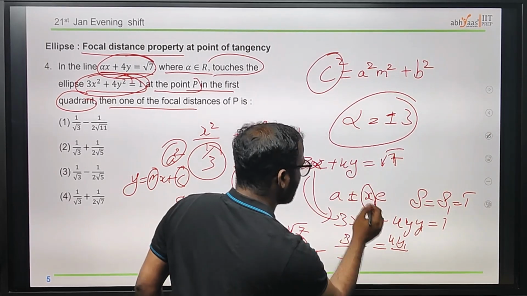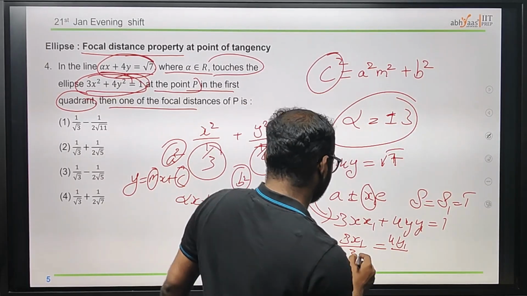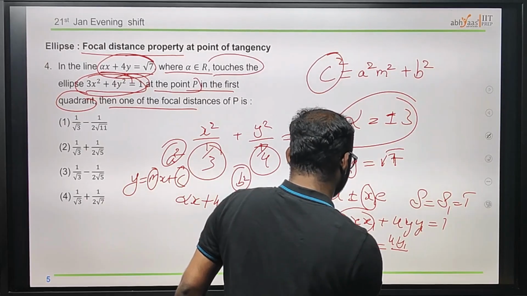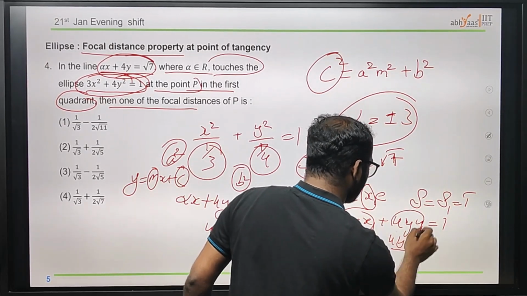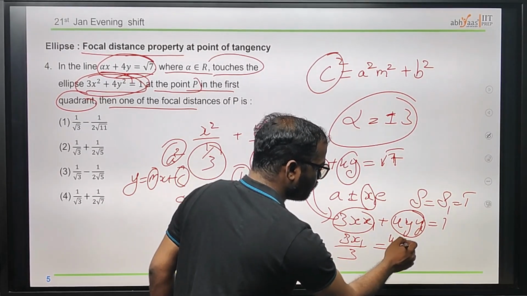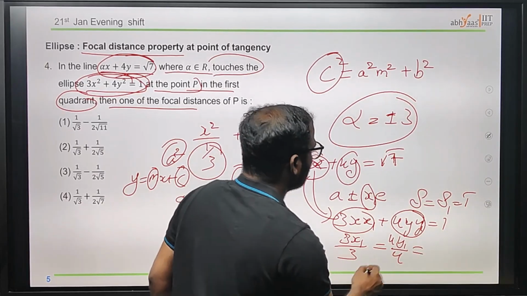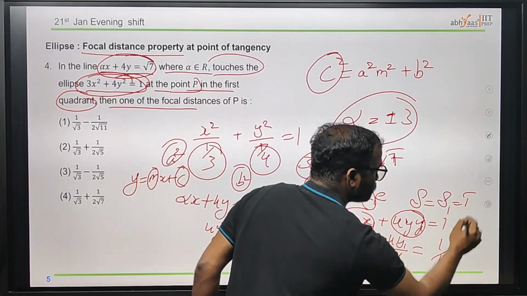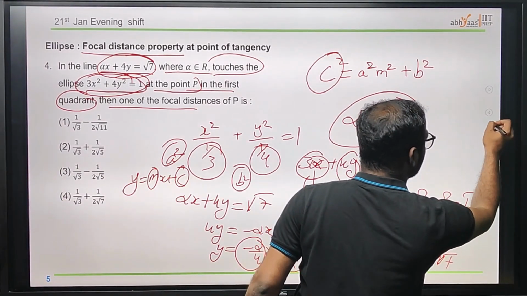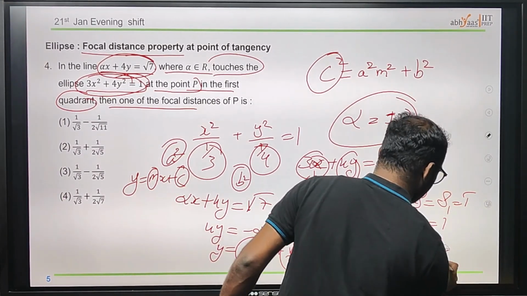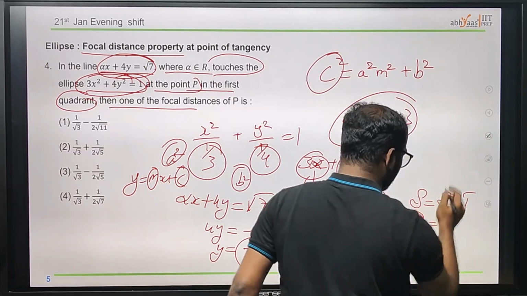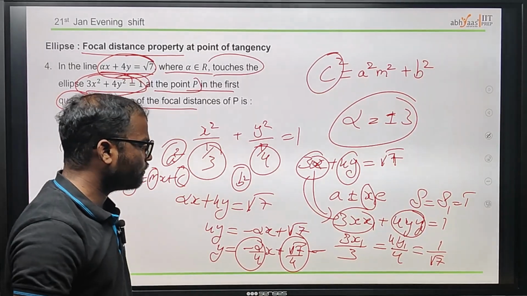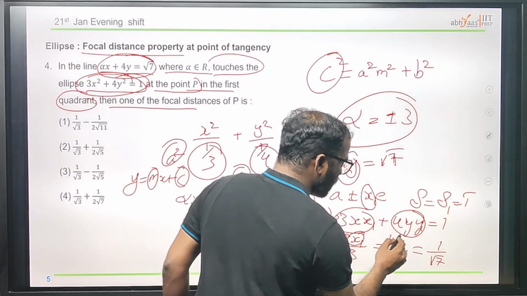4y1 by, we have another one which is 3x1 divided by 3 and 4y1 divided by 4, which is equal to root 7, which is 1 by root 7. Okay, we have 1 by root 7. Therefore from this we can easily find the x1 and y1.